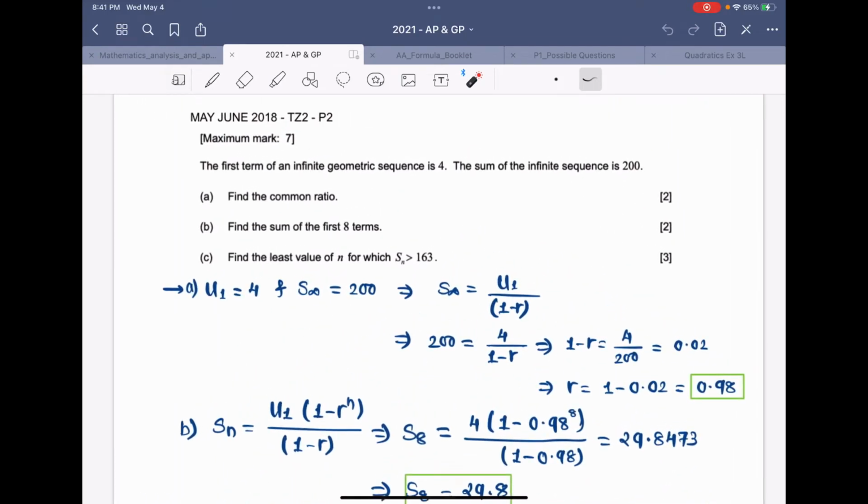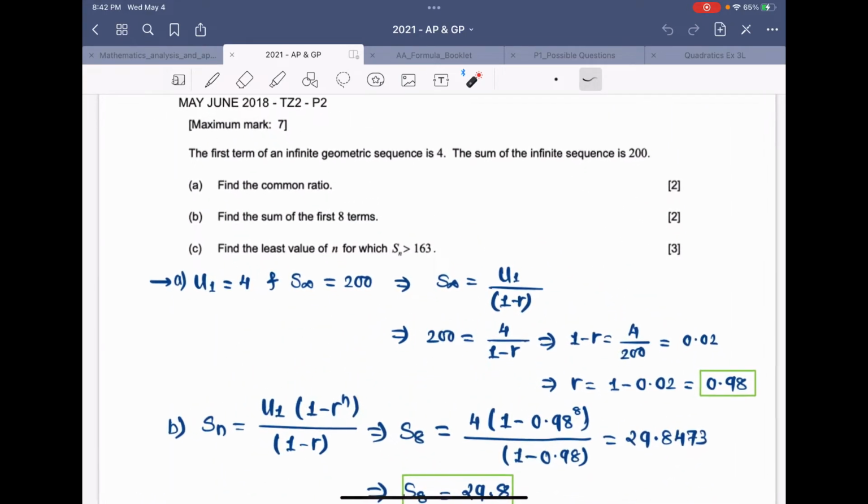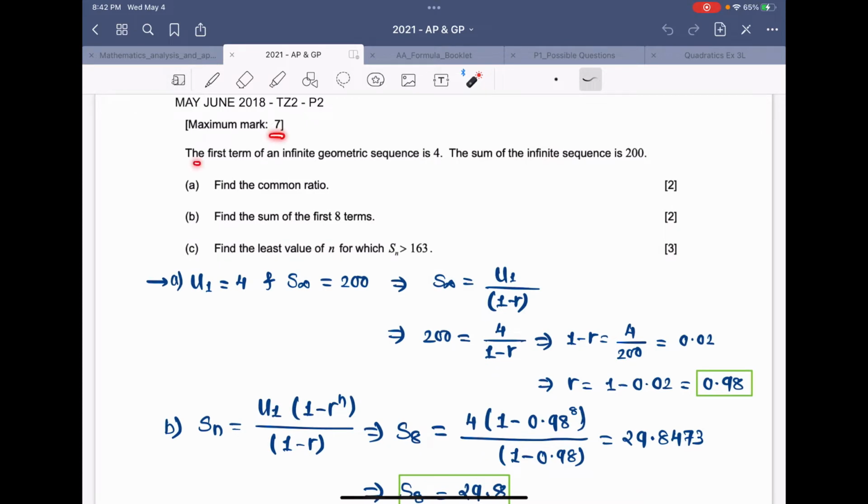May June 2018, time zone 2, paper 2, maximum mark 7. The first term of an infinite geometric sequence is 4, so u1 is 4. The sum of the infinite sequence is 200. Find the common ratio. So u1 is given as 4. S infinity is given as 200.